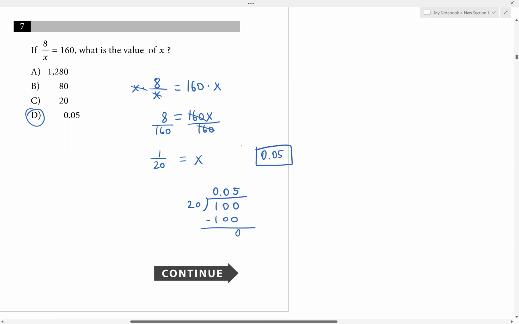So that should be letter D. All right, so for number 7, our final answer should be D.